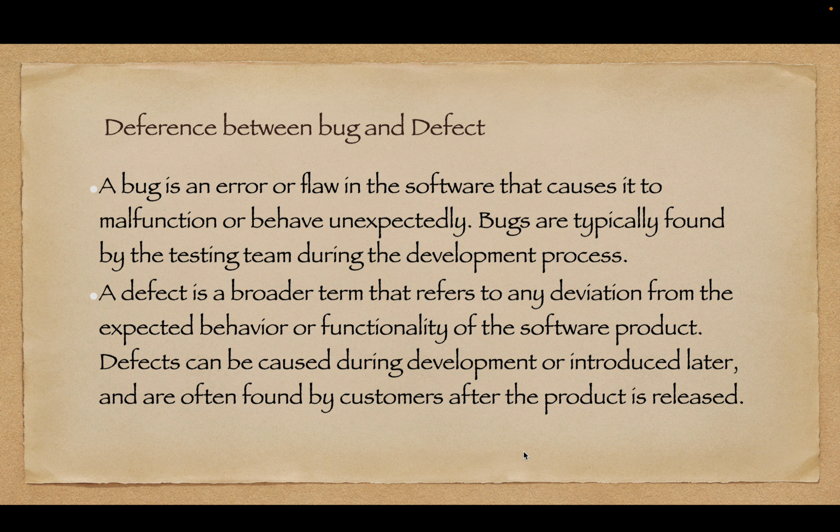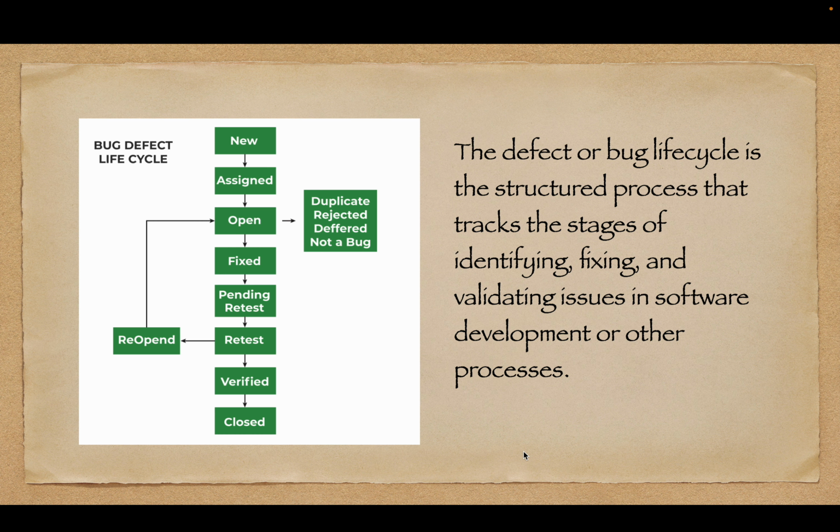And bugs are usually detected by the testing team during the development and testing phases, but defects can be found by both the development and testing team as well as by the customer after the product is released. So let's get to our main topic, that is defect life cycle.